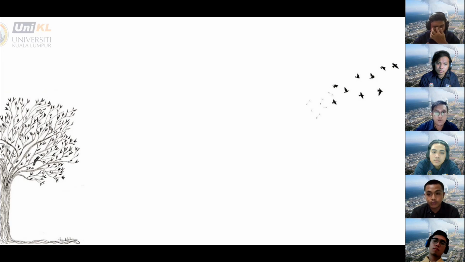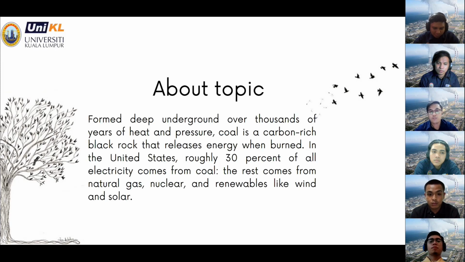Coal forms deep underground over 1,000 years of heat and pressure. Coal is a carbon-rich black rock that releases energy when burned. In the United States, roughly 30% of electricity comes from coal, and the rest comes from natural gas, nuclear, and renewables like wind and solar energy. This article is taken from the USA page.